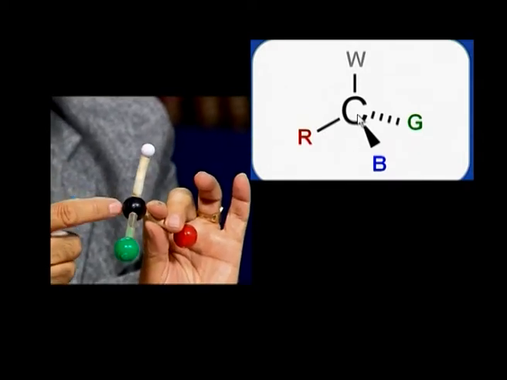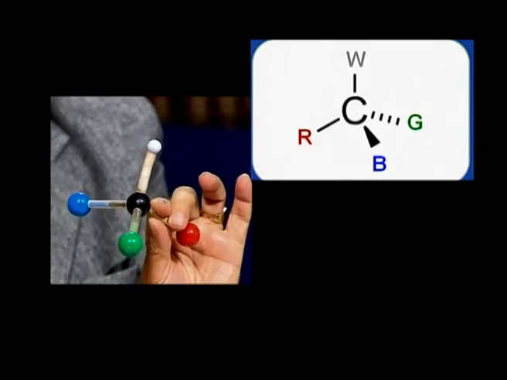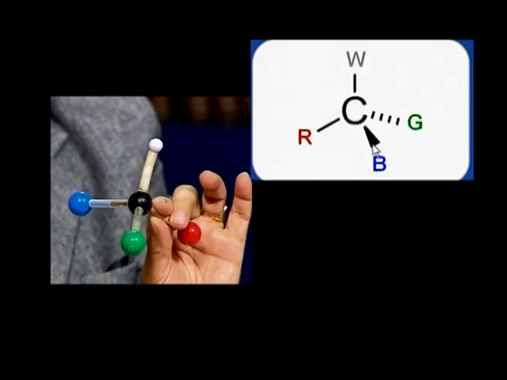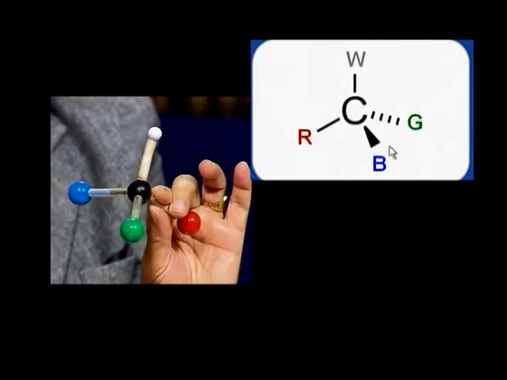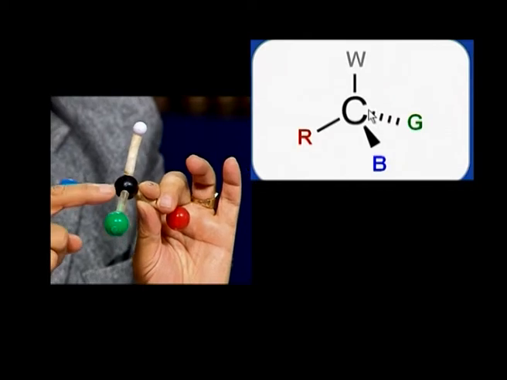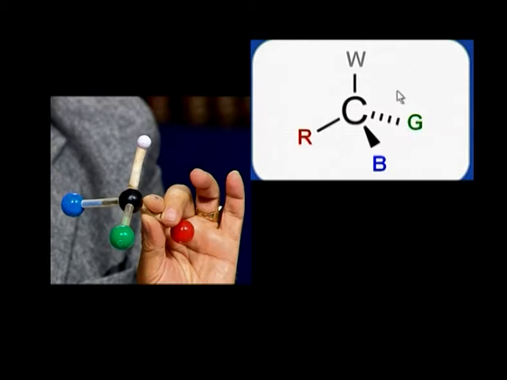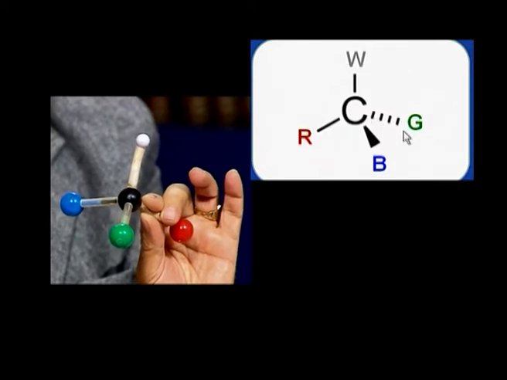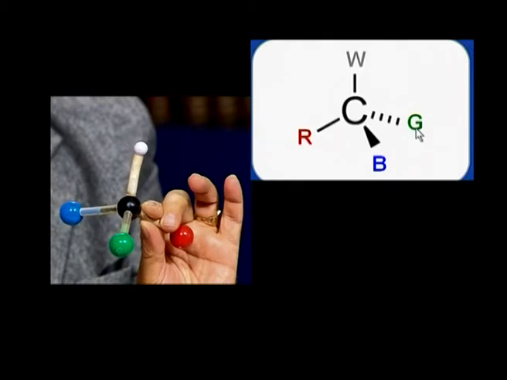The group which is coming towards the viewer, that is coming out of the plane of the paper, is shown as a wedge. This is the blue group which is shown on this wedge. And then the group which is going inside the plane, going away from the viewer, is shown with the help of these dotted lines, a dotted wedge. This is the green group shown here. So this is called wedge and dash projection.